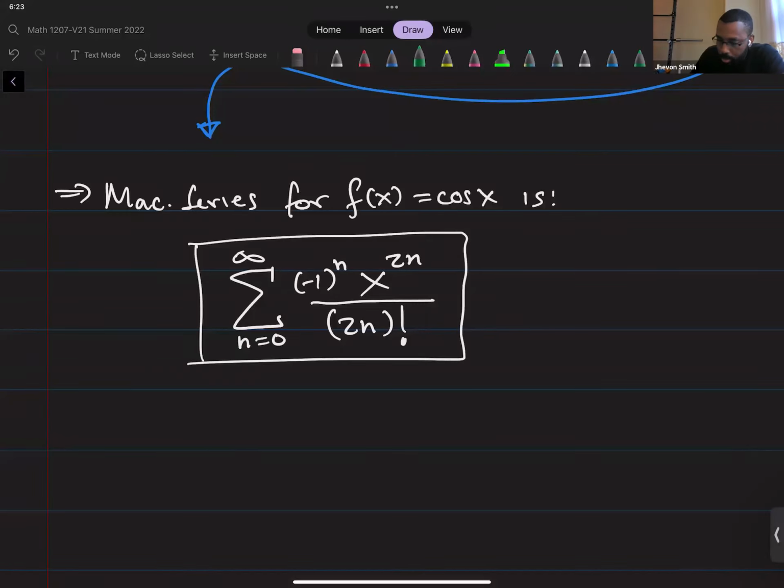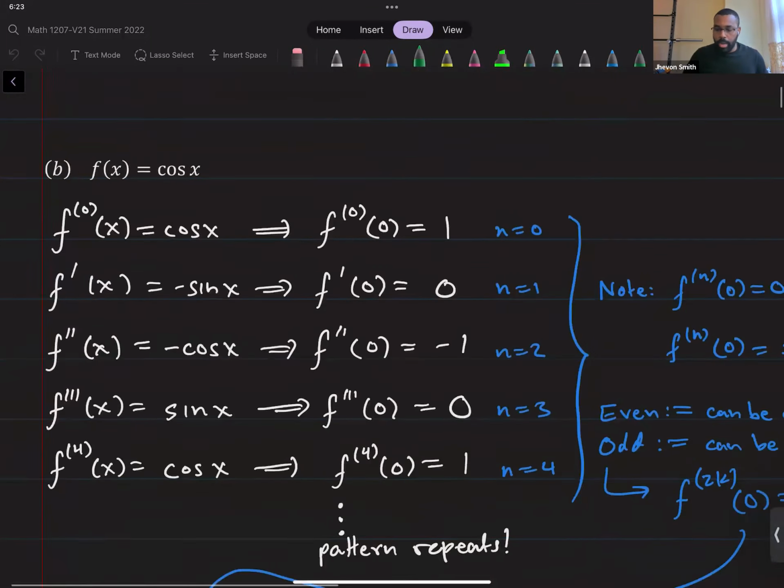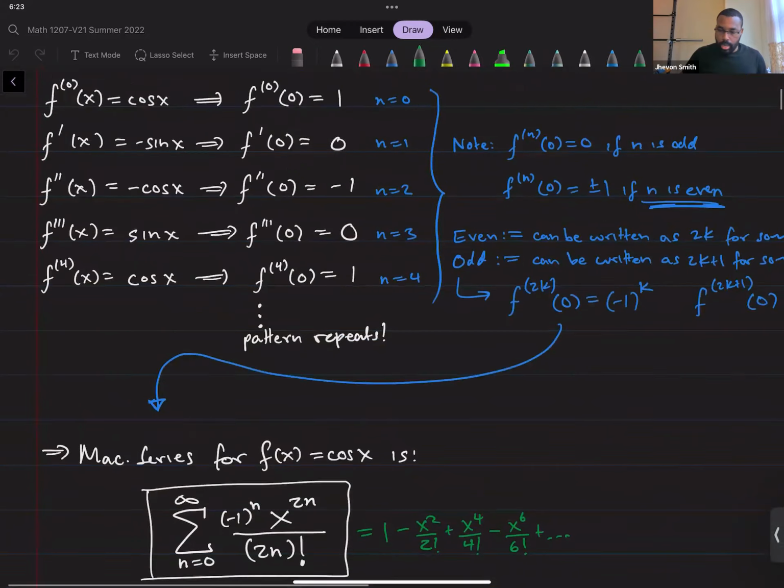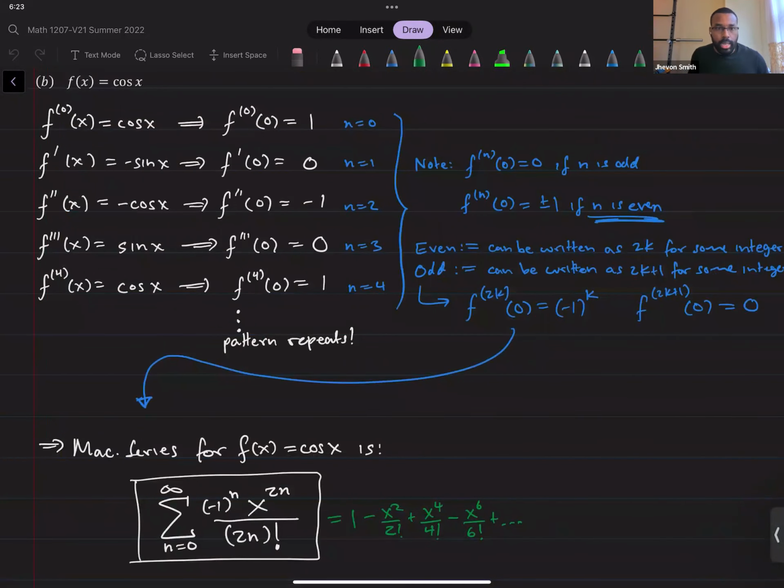Now, if you were to write this out, this would look like 1 minus x squared over 2 factorial plus x to the 4th over 4 factorial minus x to the 6 over 6 factorial. So you have an alternating sign. It's either a +1 coefficient or a -1 coefficient. These alternate, and they alternate on all the even powers of x. So it's 1x to the 0, -1x to the 2, +1x to the 4th, -1x to the 6th. It follows this pattern that we have here. Right, so that's the Maclaurin series for cosine. Professor?